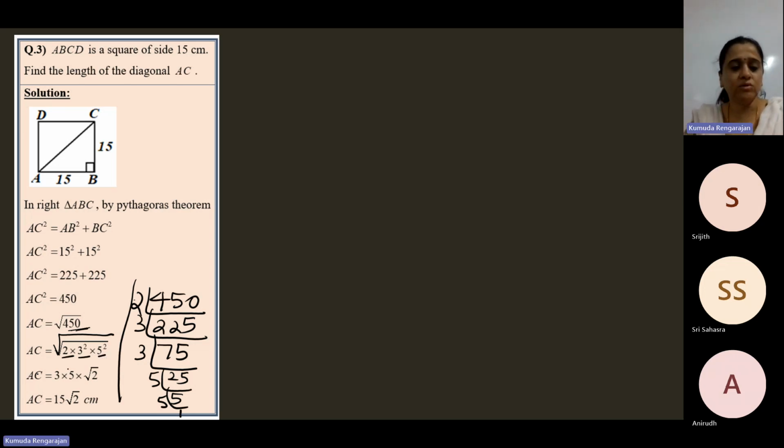Now AC is equal to, how do you get rid of the square root symbol? From two equal factors, bring 1 out. So from 3 squared, 1 three out. From 5 squared, 1 five out. But there's only 1 two, no? So that will remain under the square root, because it doesn't have a pair. So 3 into 5 into root 2. 3 fives are 15. 15 root 2. So the length of the diagonal is 15 root 2.